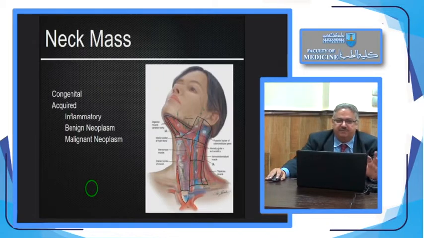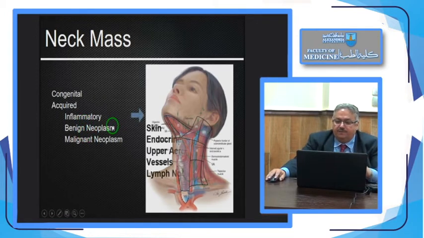This is the very famous classification of neck masses. They are classified into congenital and acquired, and the acquired masses are classified into inflammatory, benign neoplasms, and malignant neoplasms. So congenital, inflammatory, benign, and malignant.